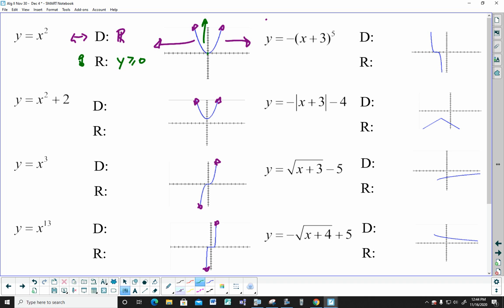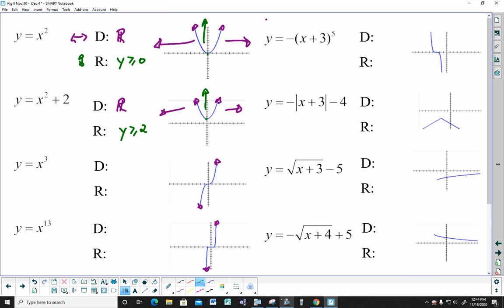Domain is left to right. How far left does it go? Well, it goes as far left as it wants. How far right does it go? As far right as it wants. So it's all real numbers. Range. It can go as high as it wants, but it's starting at 2. So y is greater than or equal to 2. Notice when it's all reals, I don't need to put the x with it. Okay? When it's not all reals, then I need to put the x with it. And that's why I'm putting the y with the range, because the range deals with the y's.